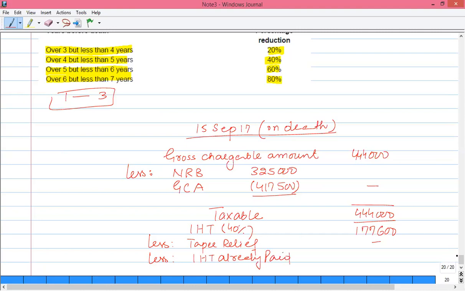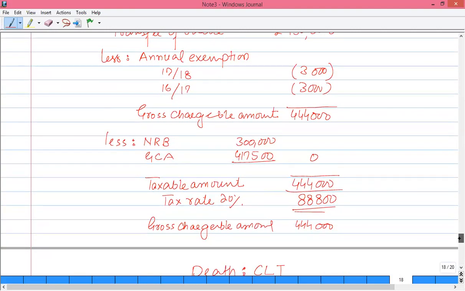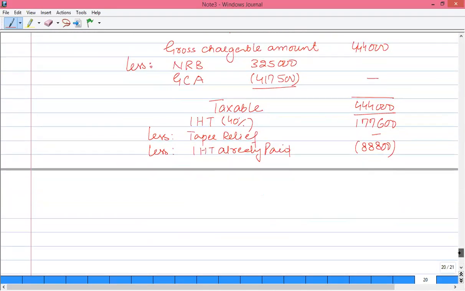So let's see the previous calculation. The previous calculation was IHT paid was 88,800. So now let's work out. Our total liability is 177,600. IHT paid already is 88,800. So 177,600 minus IHT already paid becomes exactly half, 88,800. So this is the IHT payable on death.